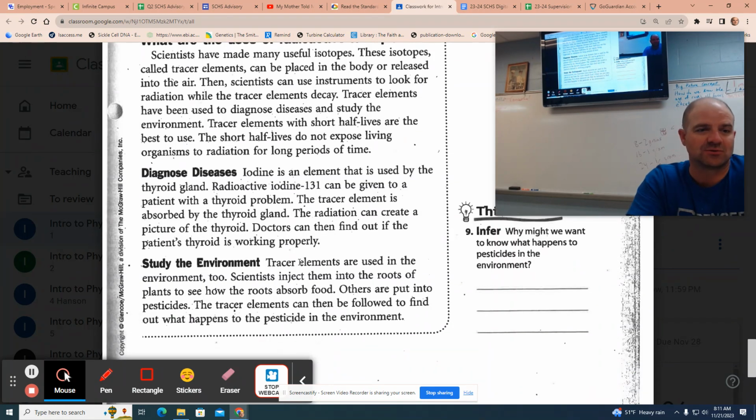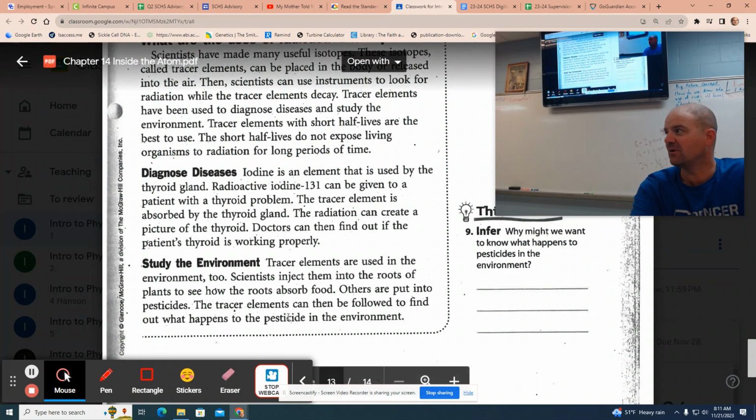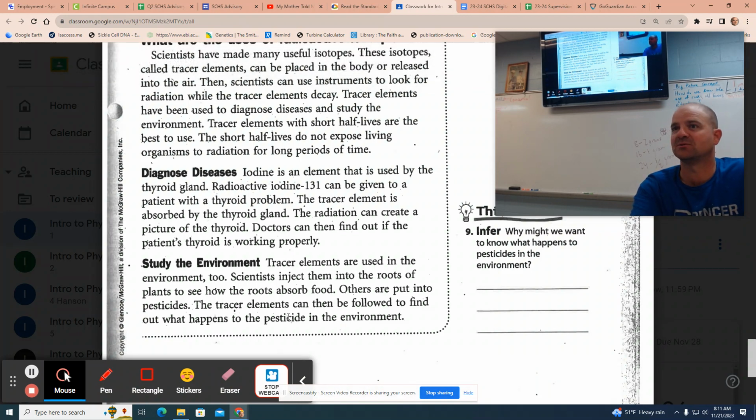Study the environment. Tracer elements are used in the environment too. Scientists can inject them into the roots of plants to see how the roots absorb food. Others are put into pesticides. The tracer elements can then be followed to find out what happens to the pesticide in the environment. In other words, track it. Is it going to end up in our food, for example?